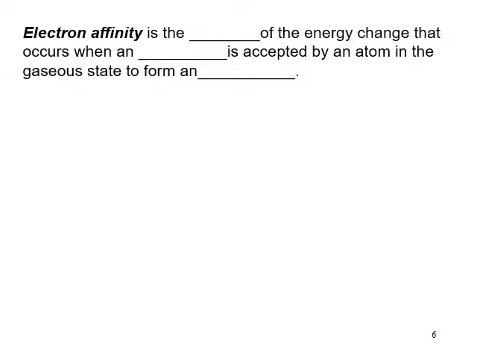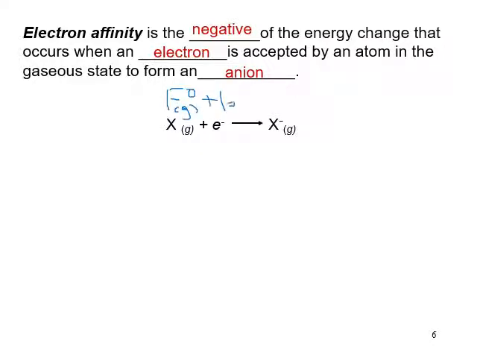Now, electron affinity is like the flip side of ionization energy. It's the negative of the energy change that occurs when an electron is accepted by an atom in the gaseous state to form an anion. I know that sounds kind of like Greek, but this is just saying that F, like fluorine, if he's by himself, he's not F2, he's just a fluorine atom, and he's a gas. He does like to gain an electron for sure to become fluoride. Very common. Because fluorine would much rather be reduced than oxidized.